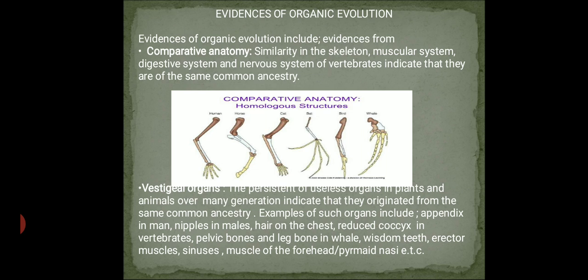Also, we made mention of vestigial organs. These are useless organs found in various animals. Examples include appendix in man, nipples in male, hair on the chest, reduced tailbone in man, and so on and so forth. And also the presence of vestigial teeth in whales in the embryonic stage among vertebrates. This shows that they descend or they evolve from the same common ancestor.